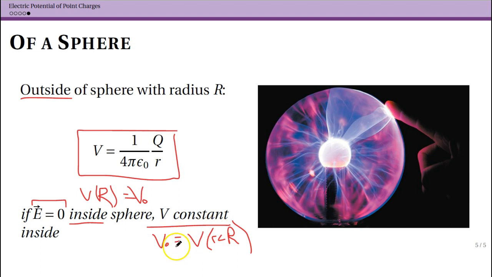Note that that is different than saying that electric potential is 0. So if our electric potential is 0 at infinity, at the surface of the sphere, it is not zero, and then inside the sphere, it's not zero, but it's the same as the surface. And again, the next chapter will allow us to tie that together.